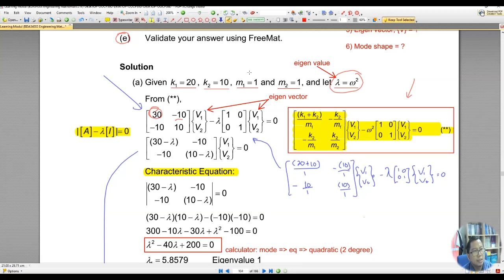And then we just substitute all the values inside. Let's say K1 is equal to 20 and K2 is equal to 10, divided by M1 equal to 1. So 20 plus 10 divided by 1, and then you have to complete all this. Minus K2, which is 10, divided by 1, and so on. You have to fill up all these values into the data and then simplify all the equations into this.